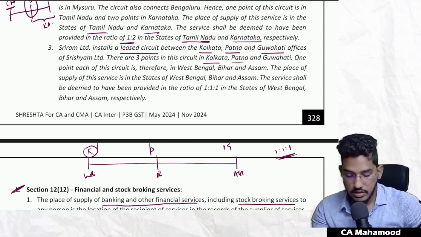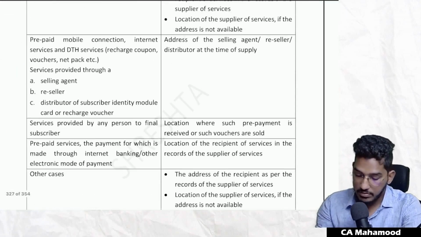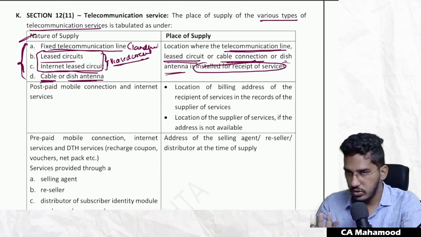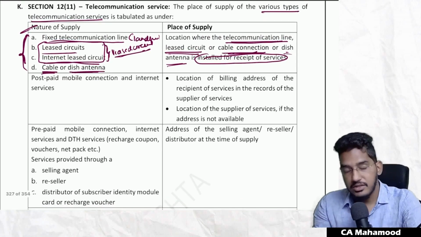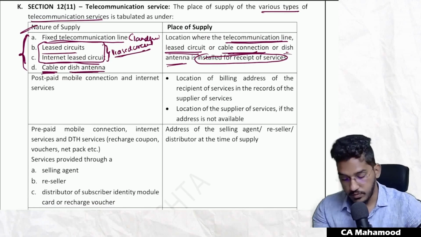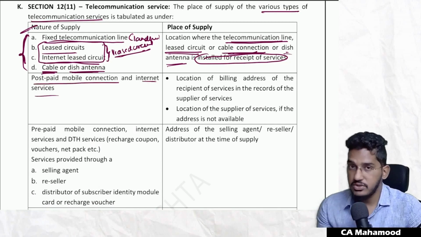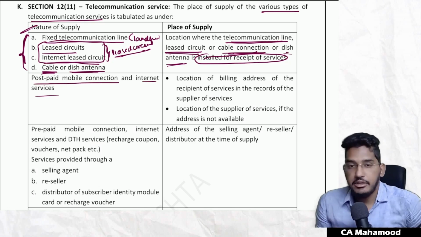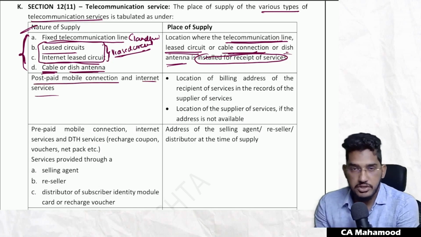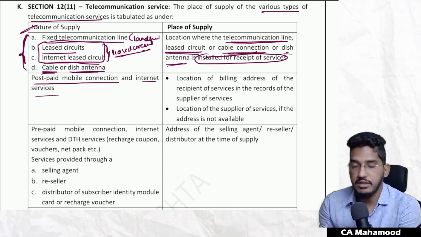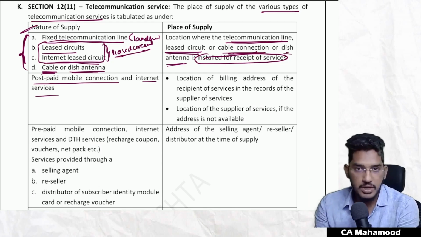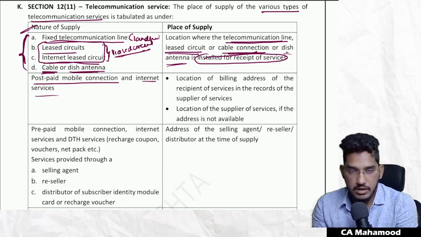Understood? Clear? So one category of telecommunication service, along with a specific rule, we have understood. Sir, are these the only telecommunication services? No. Sometimes we enjoy post-paid mobile connections and internet services also. Like if you are having an ACT Fibernet or ACT Wi-Fi connection, it is a post-paid service. Generally, we use services for a month. After that, a bill will be generated. We pay the bill.